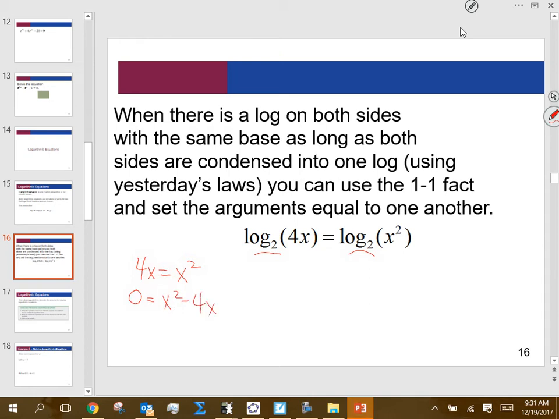Something like that, don't we? Okay. Whenever I see x squared, I want to instantly think factor. So that thing factors with a GCF of x. So I get x to either be 0 or I get x to be 4.